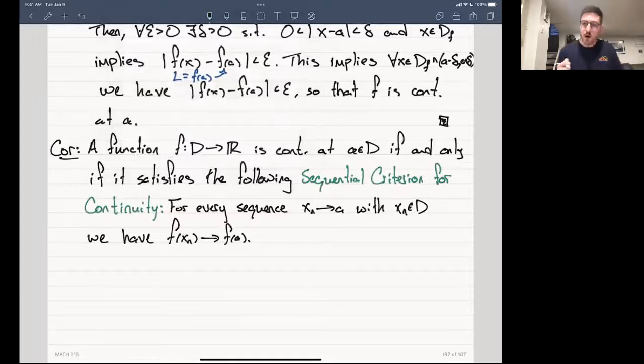So again, maybe you want to pause the video and go back and look at your notes and look at the sequential criterion for limits. The only difference was f of A was replaced with L, the limit. Again, the difference here for continuity is that we're allowing ourselves to actually be at A.